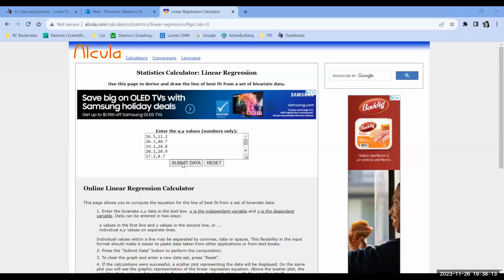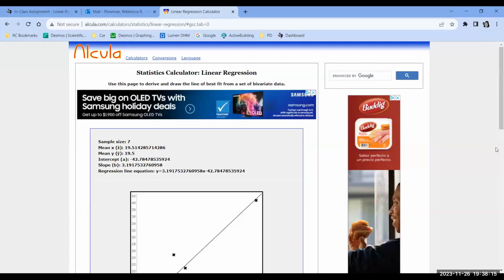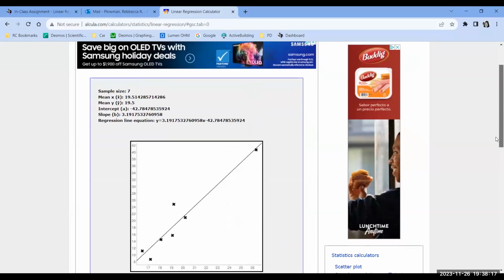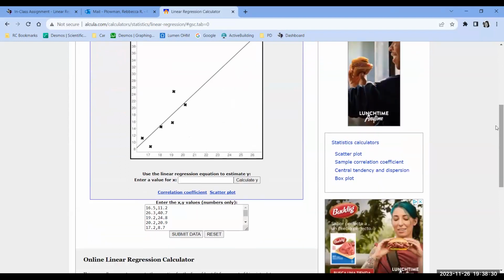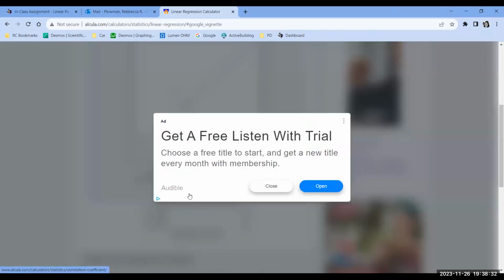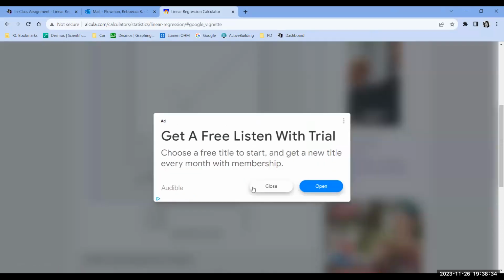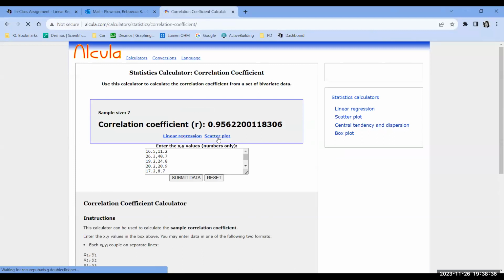So if I entered in all that data and I hit submit, it told me my slope and intercept and regression line, and we see the scatter plot. We go down here, we can hit that correlation coefficient.